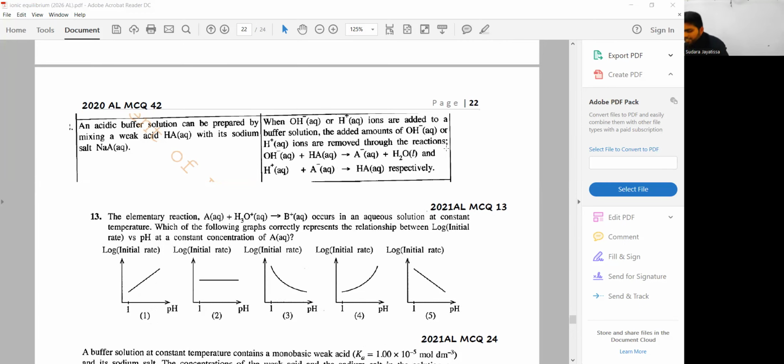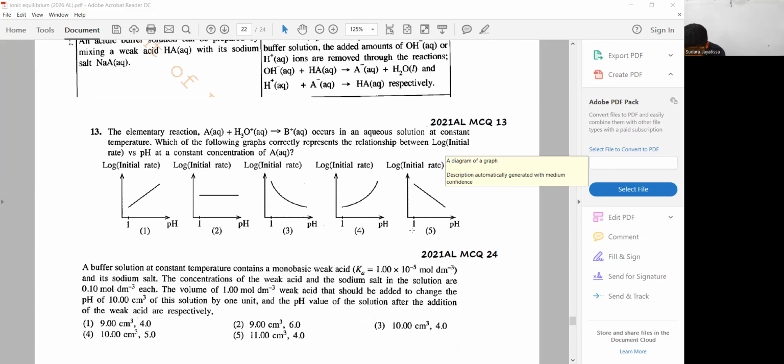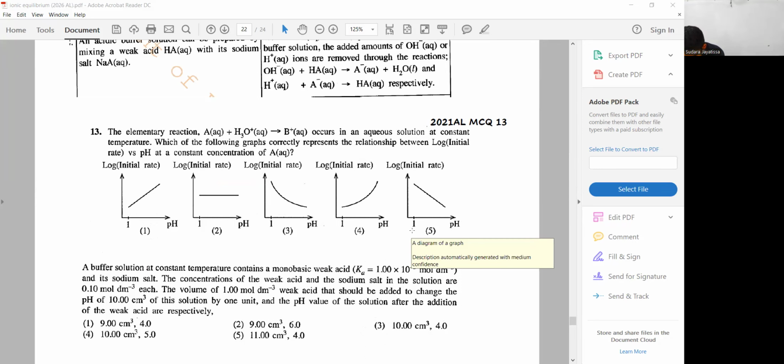Okay, now look at this 13th MCQ. Elementary reaction. A reacts with H3O plus to produce B. Now it says it is an elementary reaction. What is the meaning of elementary reactions from kinetics? They occur in only one step. So what is the special thing regarding this one step reaction?